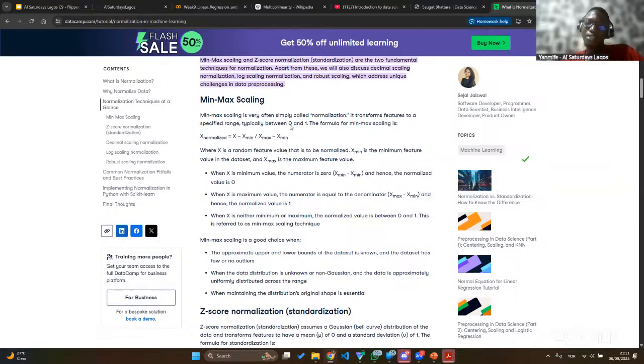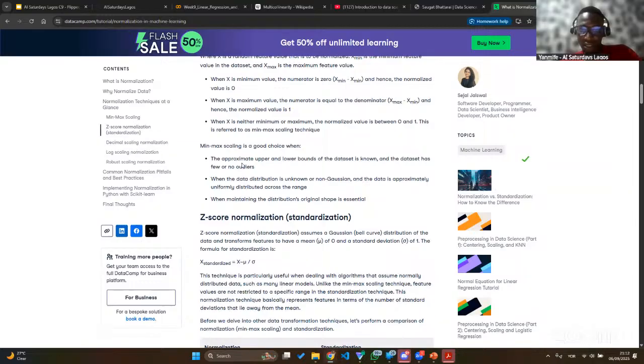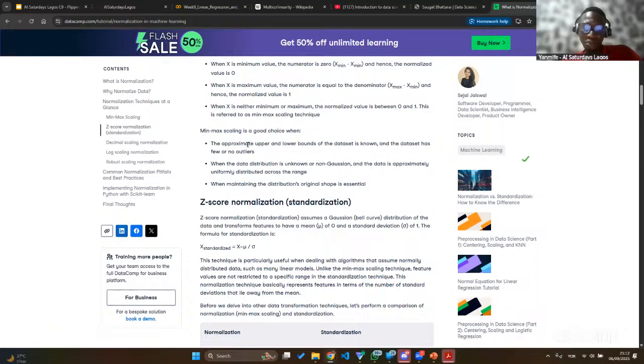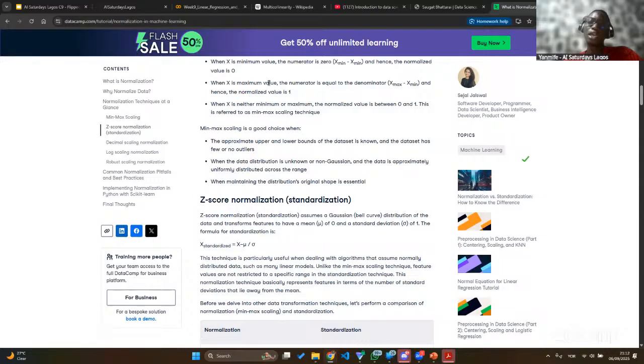It transforms our data set to have a specific range, typically between 0 and 1. It also helps us reduce the scale of our data sets. Min-max scaling is a good choice when the upper bound and lower bound of the data set are known and the data set has few or no outliers. When you don't have outliers, you can use min-max scaling. And like Izu said earlier, if we decide to just drop those outliers, we can use min-max scaling directly.